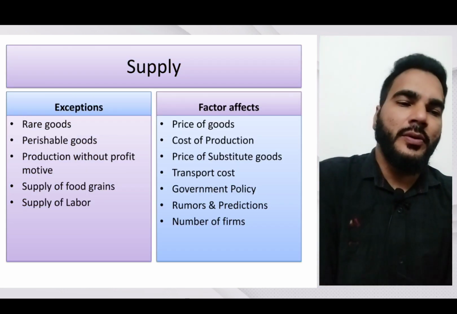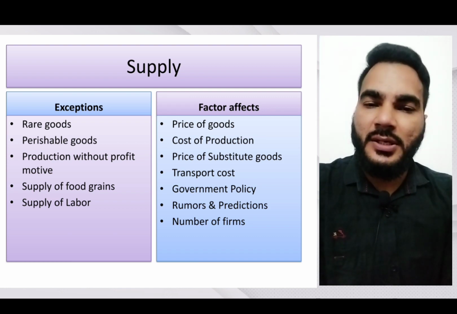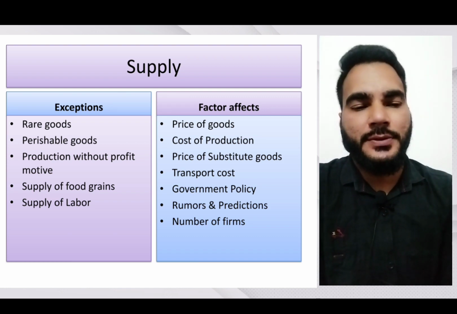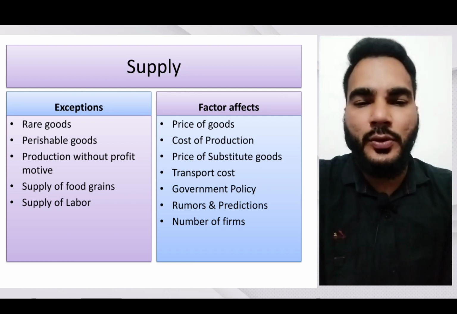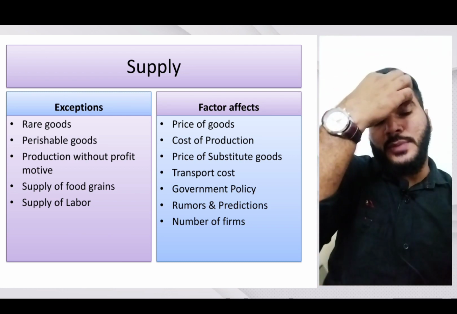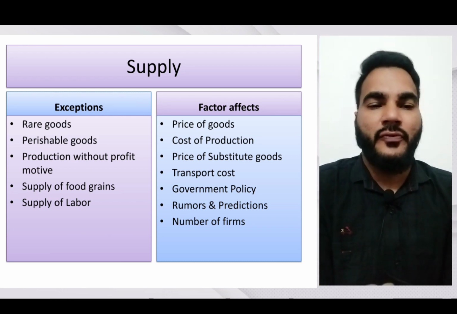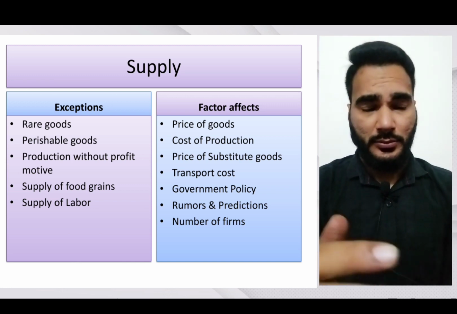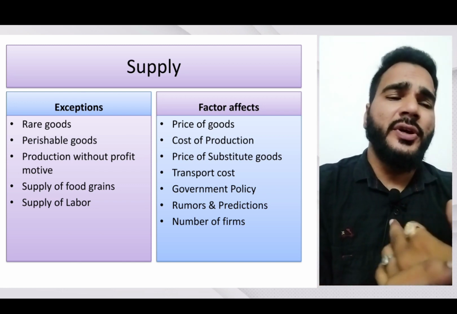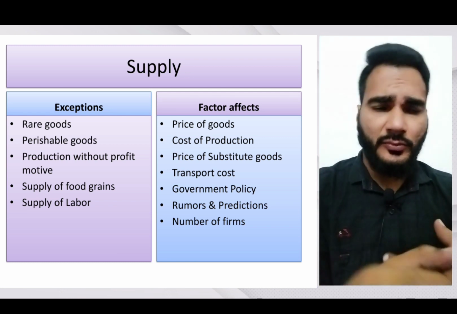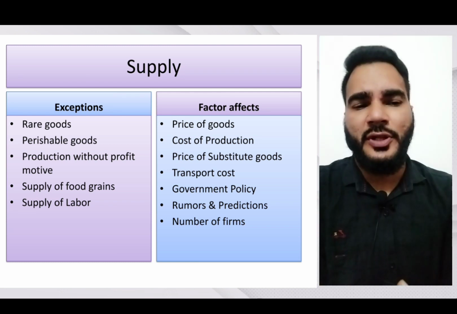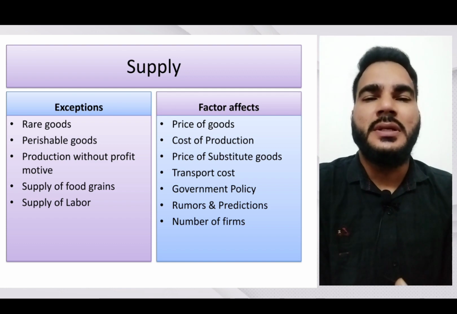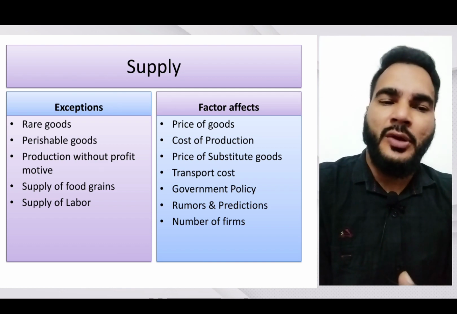The next one is exceptions and factors that affect supply. The first exception is rare goods. Some goods are very rare, so you cannot find or produce maximum supply. Let us take the example of rare currency notes. Even if you are getting maximum profit from that product, you will not be able to increase the supply. Then we have perishable goods.